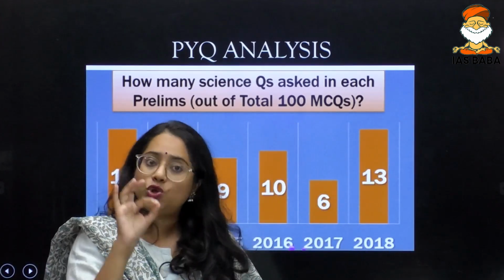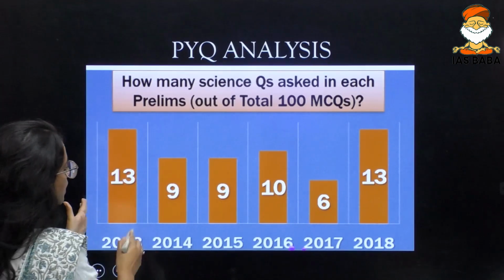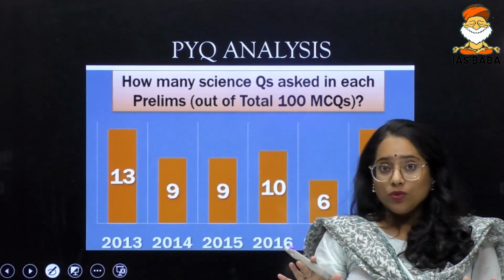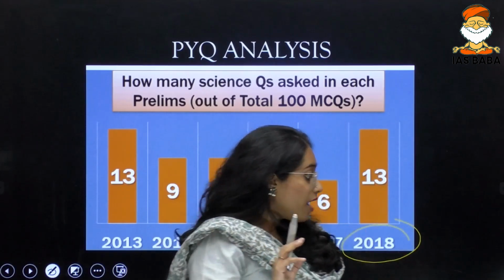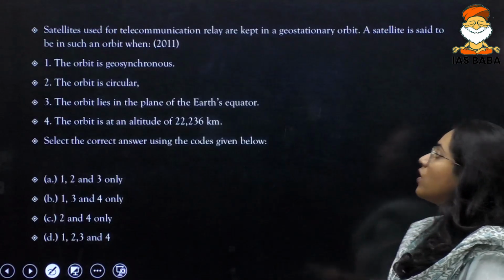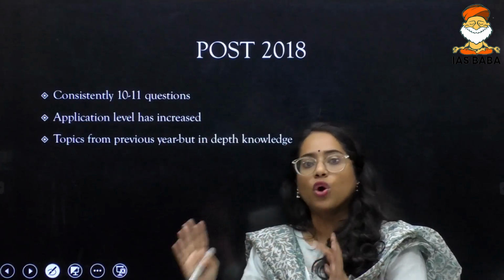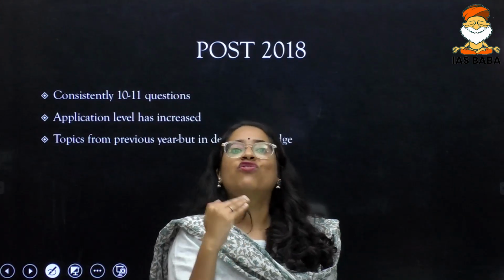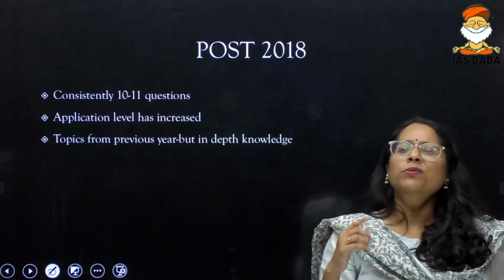The difficult part is your prelims. Why? Because let's look at it. If you take from 2013 onwards, I have the statistics over here. From 13 questions, it has dipped to 9, 10, sometimes even as low as 6. But right now, when you look from 2018, in 2018 we had 13 questions. From now on, we've constantly had 10 to 11 questions. So even post 2018, we are following a clear pattern. When I'm saying we, it means UPSC is following a clear pattern of having 10 to 11 science and tech questions.